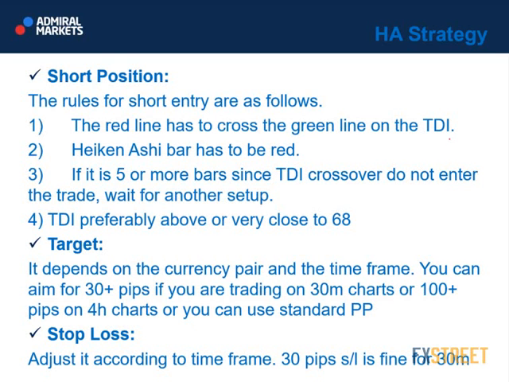The red line has to cross the green line on the TDI. The Heiken Ashi bar has to be red. If it's 5 or more bars after the TDI crossover, do not enter the trade. Wait for another setup. Now, on this occasion, TDI preferably should be above or very close to 68.